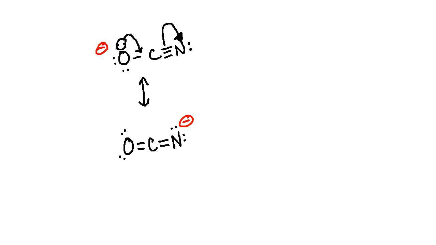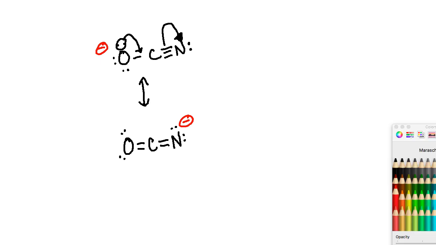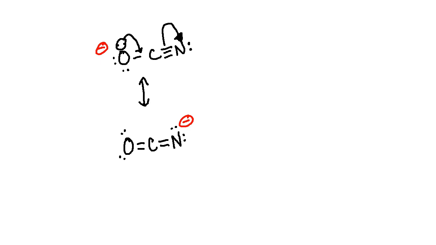Now, if I were to ask you which one would be the major contributor and which would be the minor contributor, would you be able to answer that question? Well, I can tell you it's going to be based on electronegativity. So see if you can figure this out. I'll give you a second. Again, pause the video to think about it for a minute. Okay, so the answer here is that the major contributor would be found at the top, and the minor contributor would be found at the bottom.